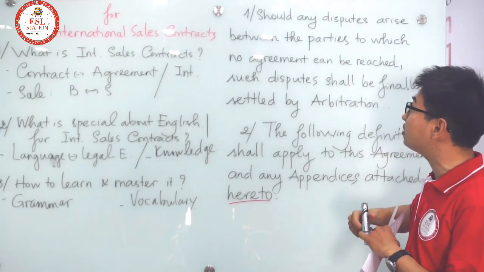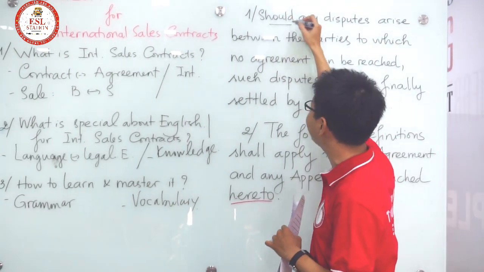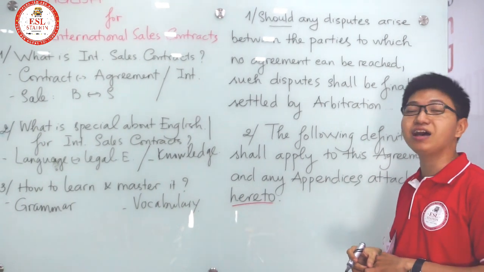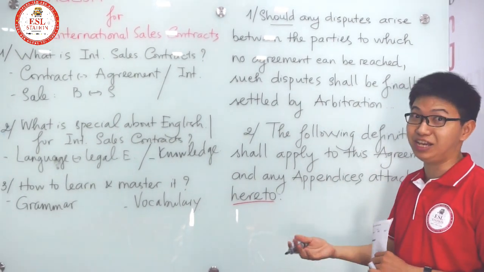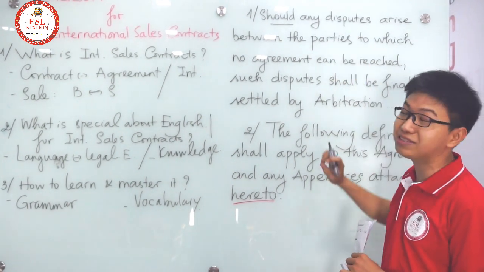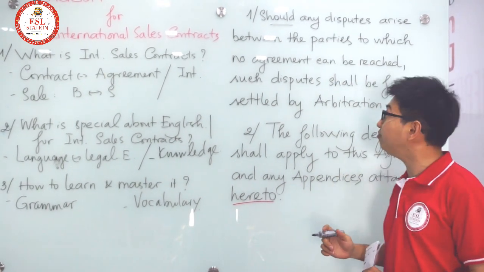As you may see here, a sentence begins with "should". In other words, it is an inversion form of "if", an if clause or conditional sentence. So we can see this is a complex sentence.